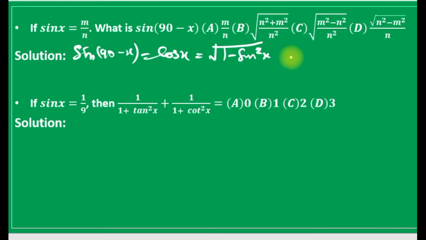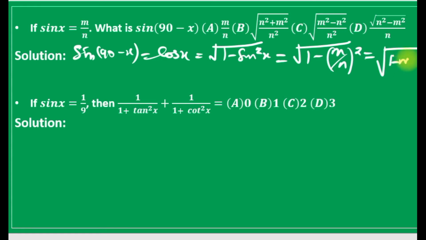Remember, sine squared plus cos squared is 1. So making cos x the subject of formula, that is it. And this is 1 minus sine x, which is m over n, so we have m over n all squared. And this is square root 1 minus m squared over n squared.